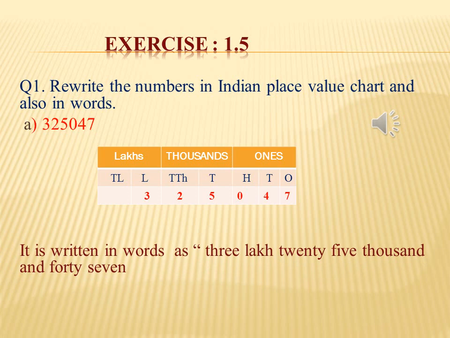Dear children, now let us start our exercise 1.5. Question 1 is, rewrite the numbers in Indian place value chart and also in words. We already know how to write the given numbers in Indian place value chart. So, we read the number as 3,25,047.